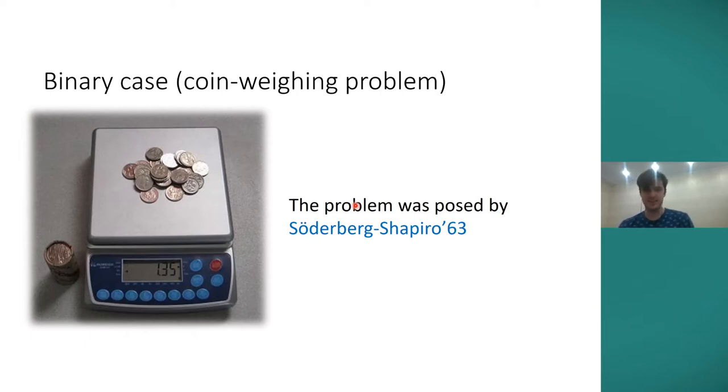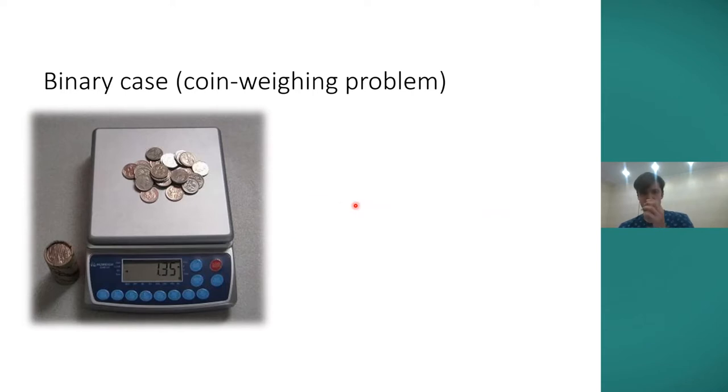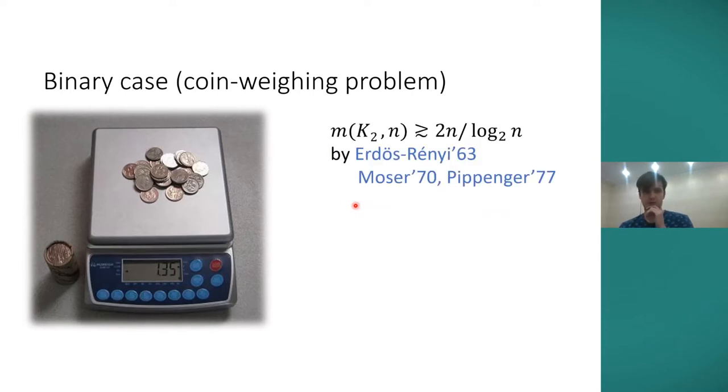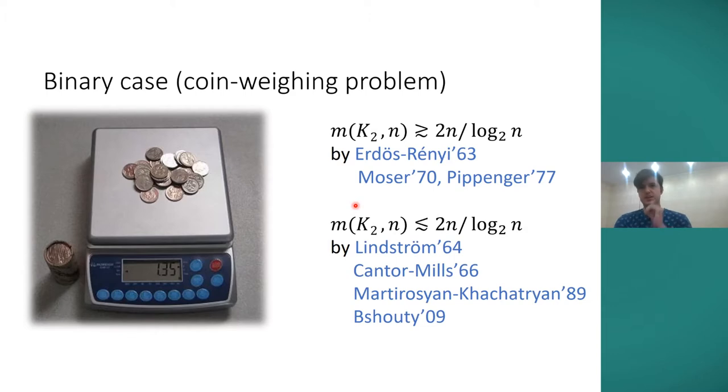of adaptivity. Okay, for this coin-weighing problem, it's known that the minimal number of weighings is at least 2n over log n, and it was proved by slightly different methods by Erdős, Rényi, Moser, Pippenger, and I will talk about the method suggested by Erdős and Rényi. It's more theoretical, I would say, the classical information theory method.